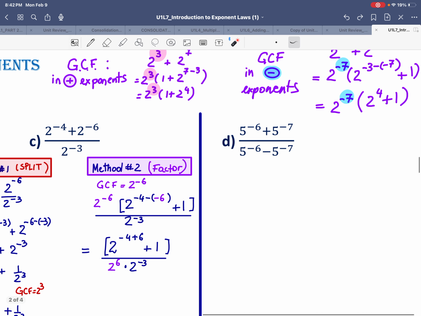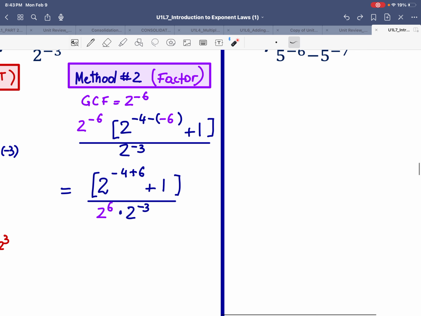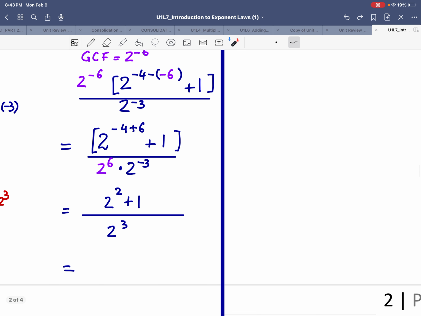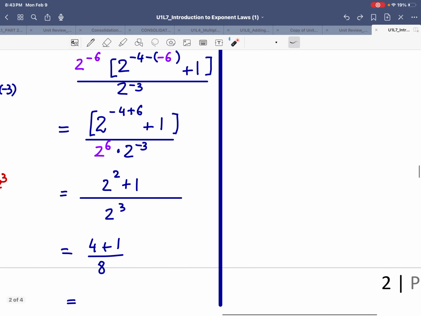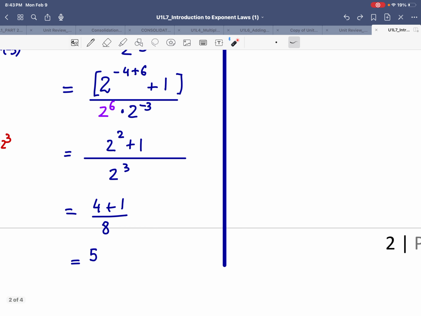And look at what happens now. So in the next step, we have 2 squared, negative 4 plus 6 is 2, and then plus 1. And in the denominator, now we're left with 2 to the power of 6 minus 3. That's 2 to the power 3. And the final answer will become 2 squared, which is 4 plus 1, divided by 2 to the power of 3, which is 8. And the answer is 5 divided by 8.